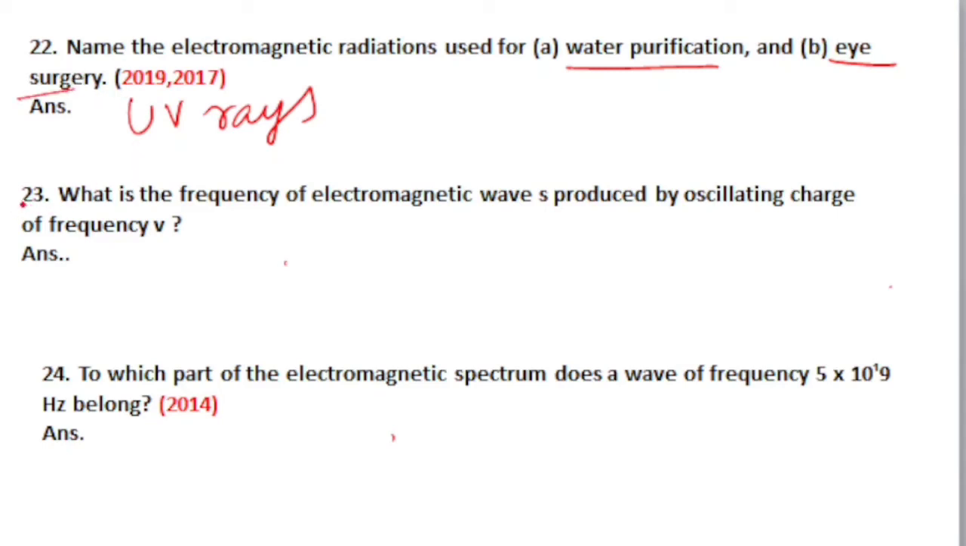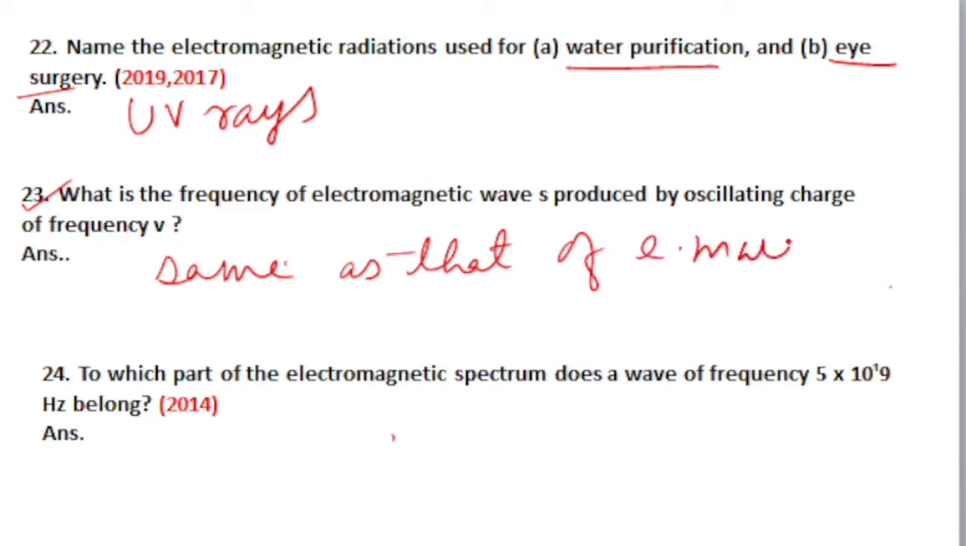Next, question number 23. What is the frequency of electromagnetic waves produced by oscillating charge of frequency nu? The frequency of electromagnetic waves produced by oscillating charge of frequency nu is same as that of the oscillating charge. Right? So, hope it's clear to all of you.